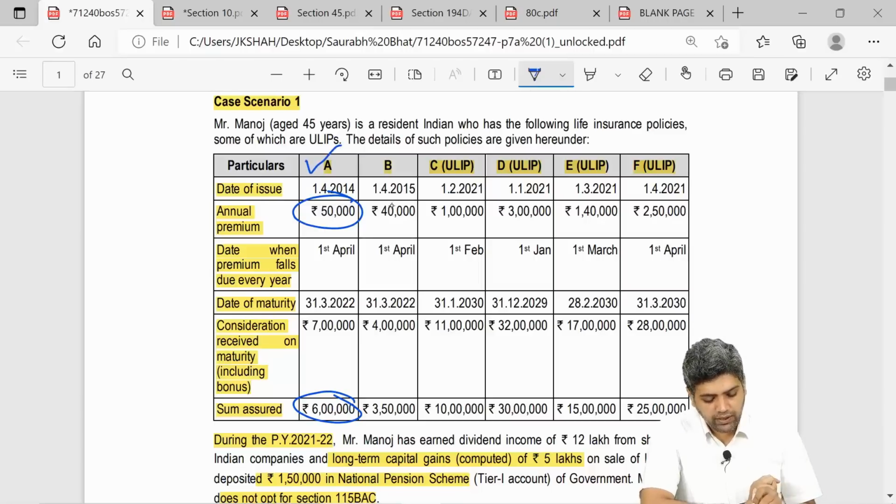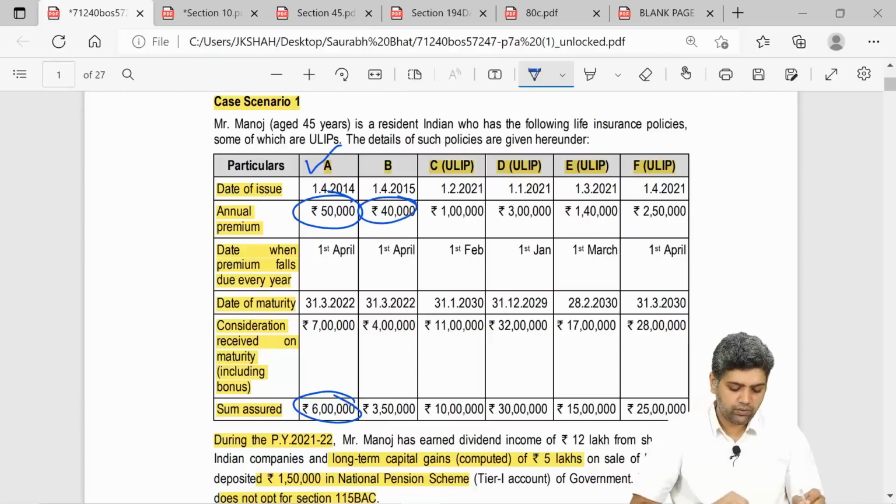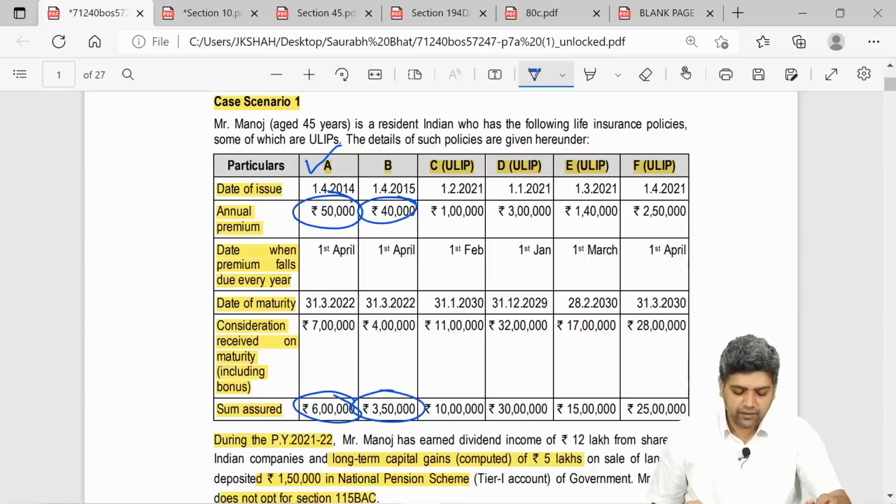Second policy, if you look at, it says premium is 40,000 and the sum assured is 3,50,000. So is it exceeding 10% of sum assured? Yes, it is exceeding 10% of sum assured, and therefore exemption under section 10 clause 10D is not available in this case.